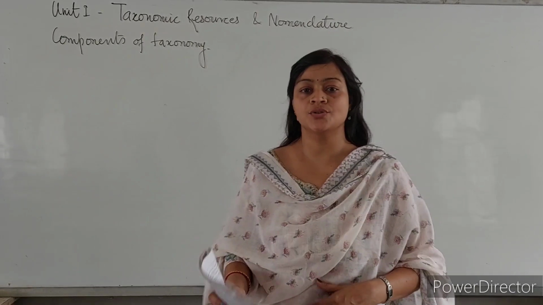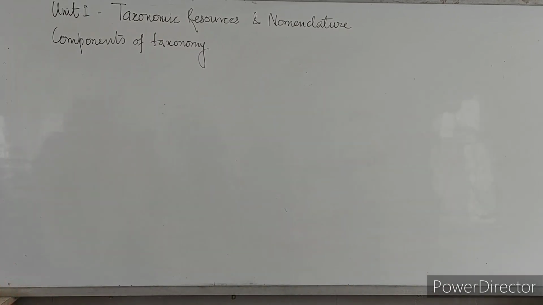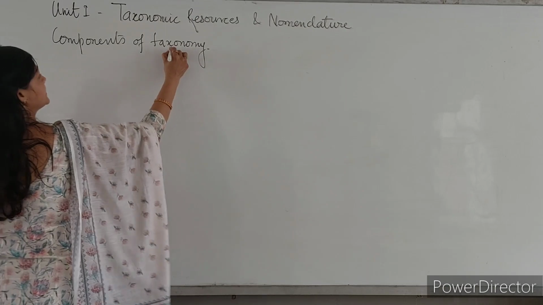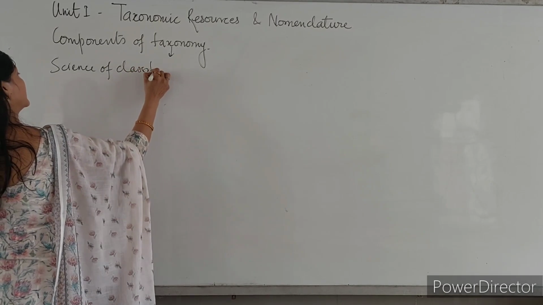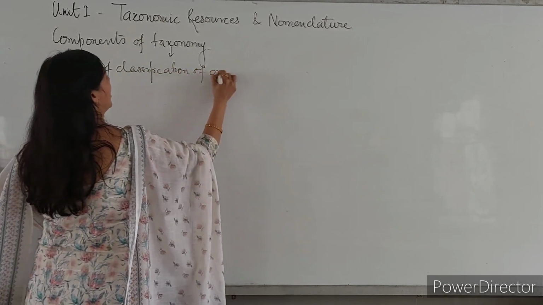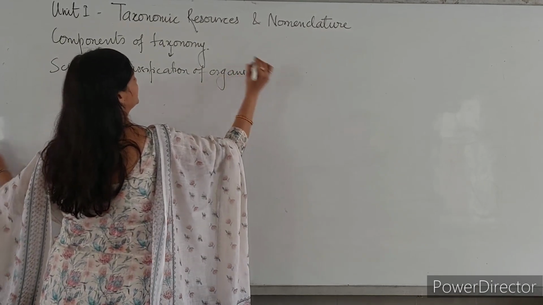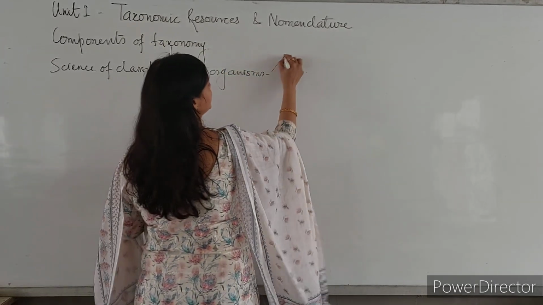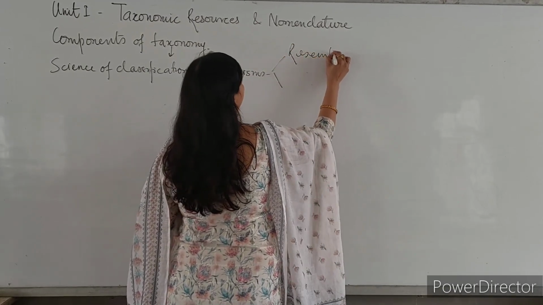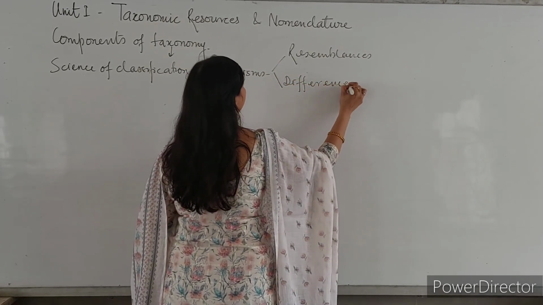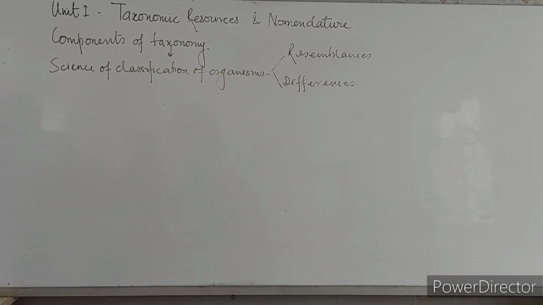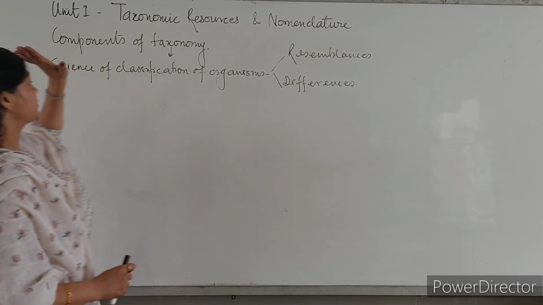So what is taxonomy? Actually, taxonomy is the science of classification of organisms, which is based upon two things: resemblances and the second is differences. So the science of classification of organisms according to their resemblances and differences is known as taxonomy.